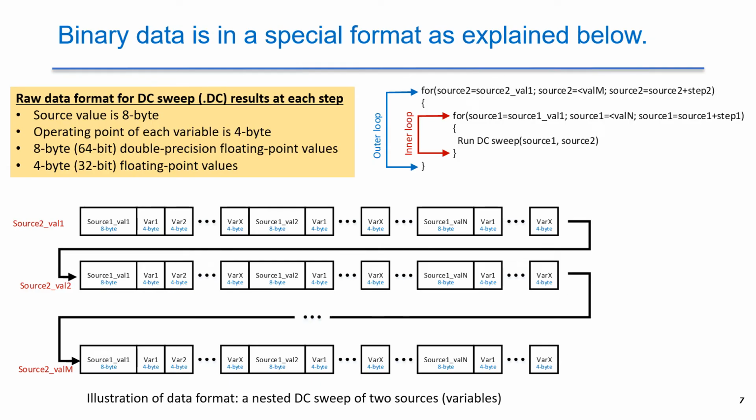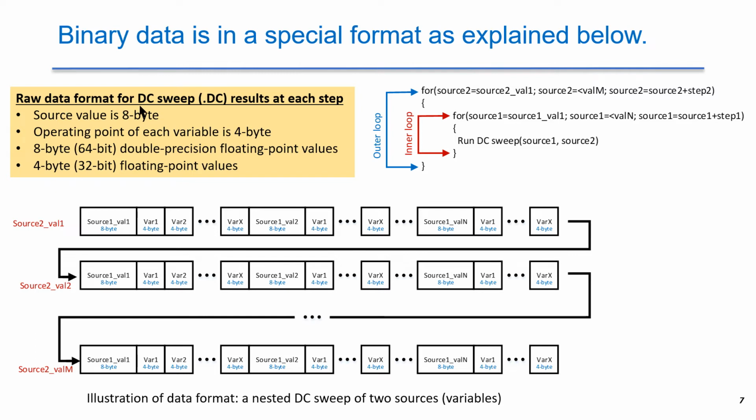Because we DC sweep over multiple variables, the data structure looks like a nested for loop. For the outer loop, we change source 2, starting from source 2 value 1, and the stop value is value m. For the inner loop, we have source 1, starting from source 1 value 1. The stop value is source 1 value n, and we keep changing source 1 in the inner loop. And in the inner loop, we run the DC sweep at the given source 1 and source 2. This is how LTspice runs a nested DC sweep.